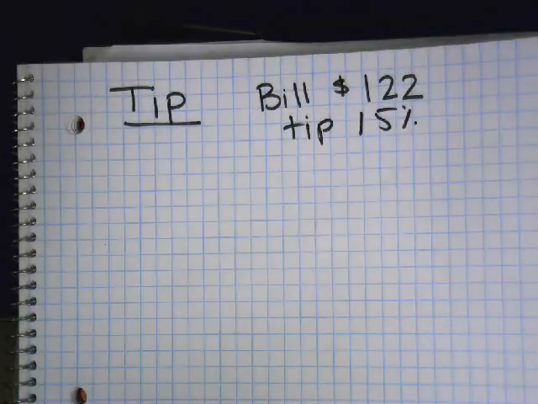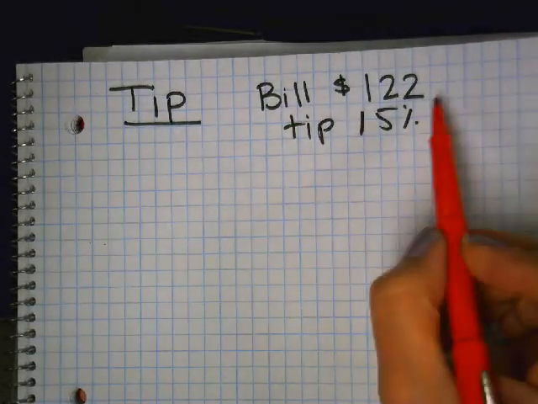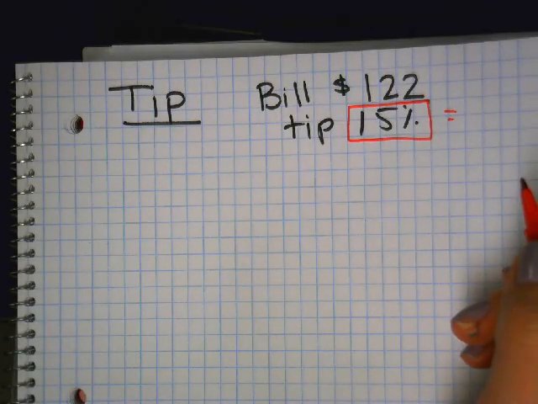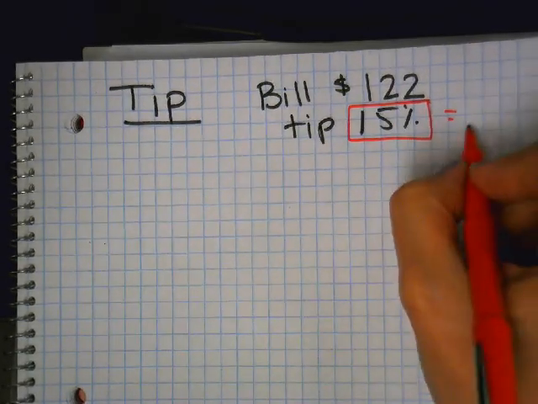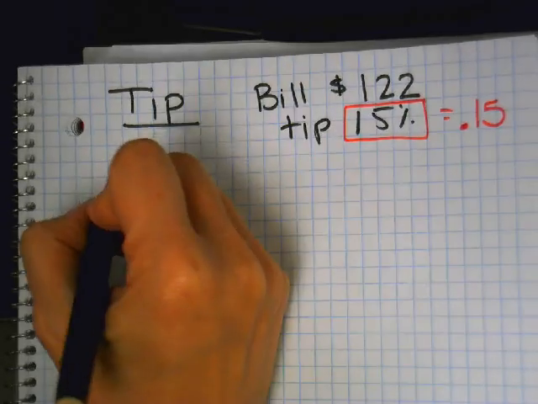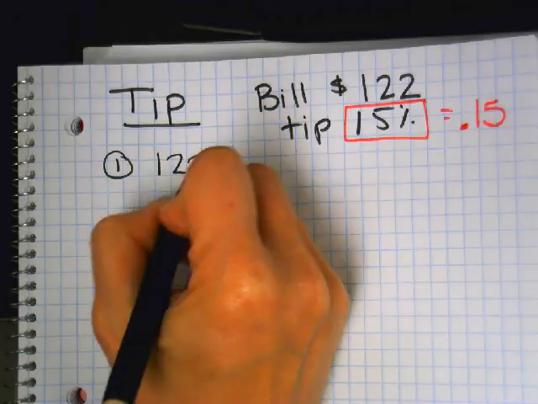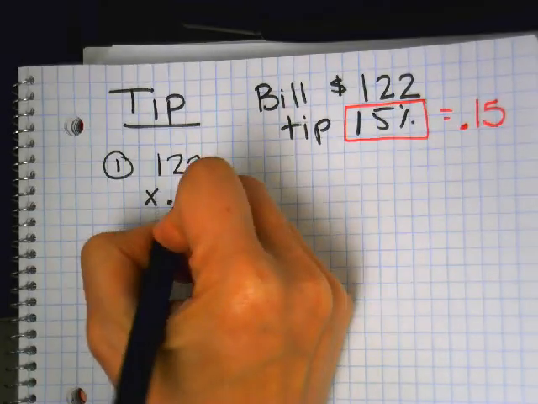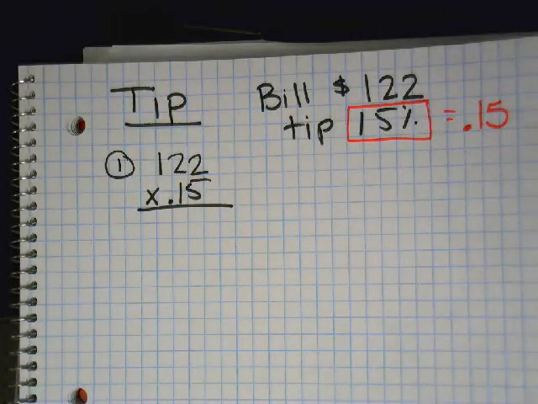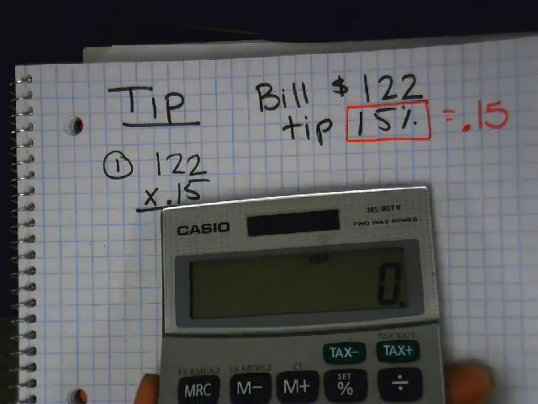All right, first things first. Change this into a decimal. What is 15% as a decimal? That's right, 0.15. So step number 1 for tip is to multiply 122 times 0.15. Write it down. Remember, we're always going to show our work. Even though we're using a calculator, we're going to show our work.